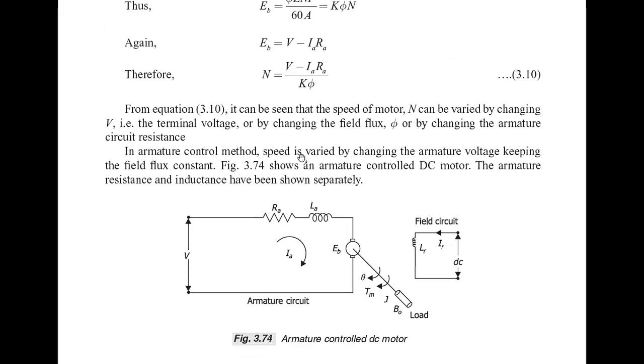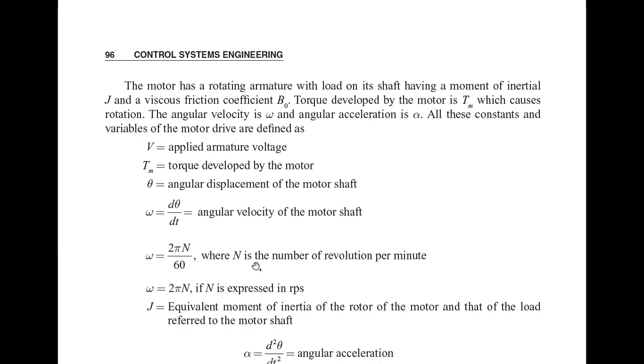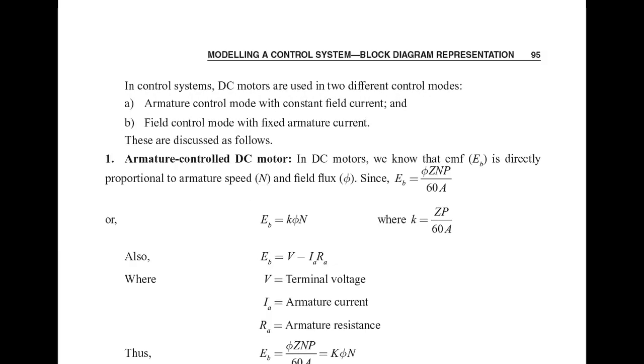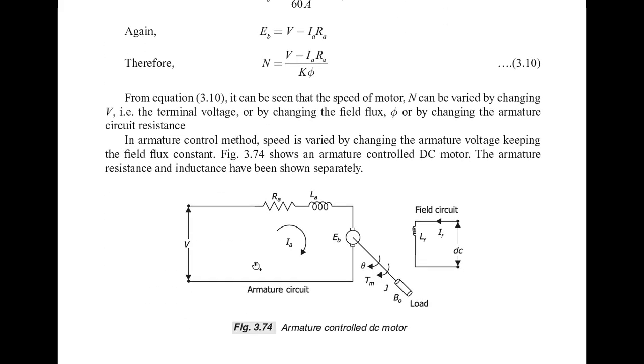That is, the ratio is known as the transfer function, where all the initial conditions are set to 0. So in that case, we have the output, which we have taken as angular displacement theta, and the input in armature controlled mode, we are taking it as V, the applied armature voltage.